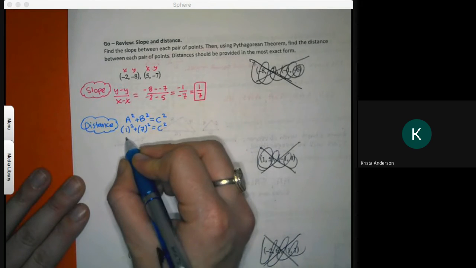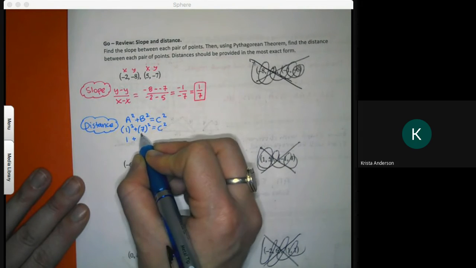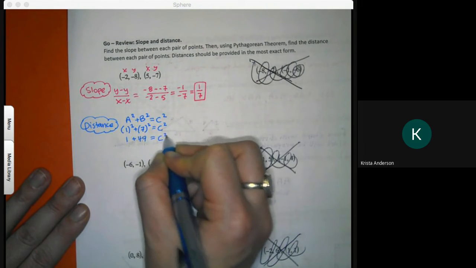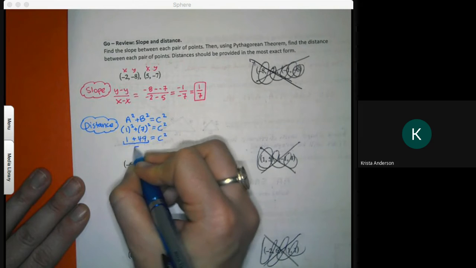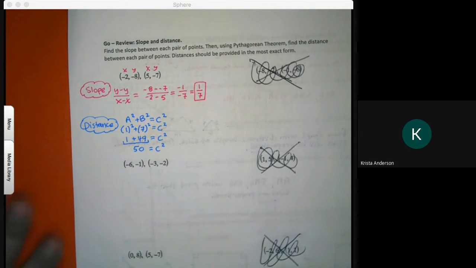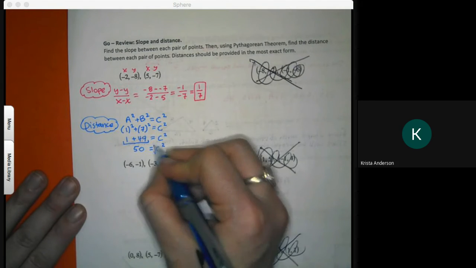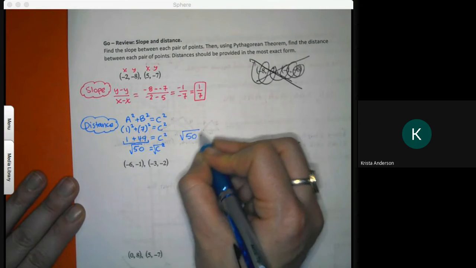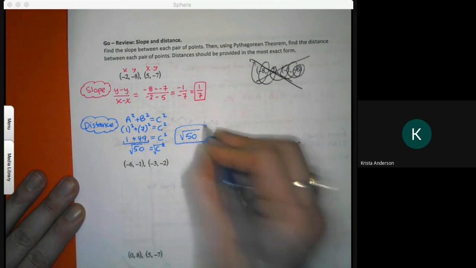1 squared is 1. What is 7 squared? 49. Those added together make 50. How do I get rid of the power? Square root. So my answer would be square root of 50 for the distance.